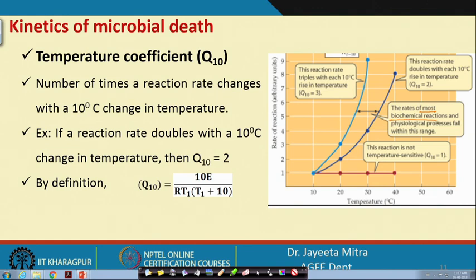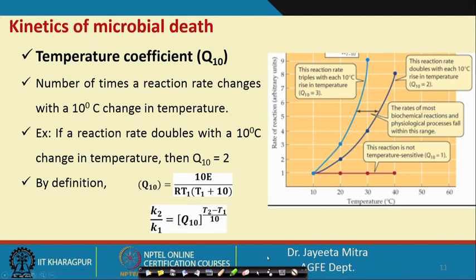So, most of the biochemical reactions and physiological processes fall within this range, right. So, here we can write K2 by K1, that is Q10, that is equal to the power (T2 minus T1) by 10.